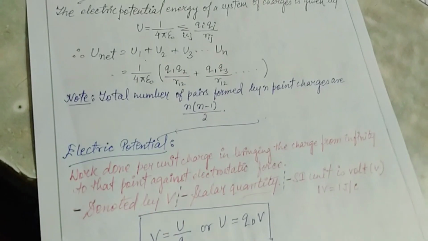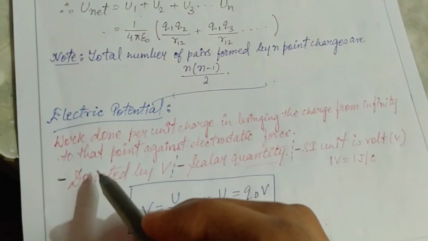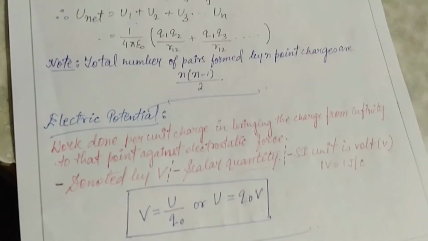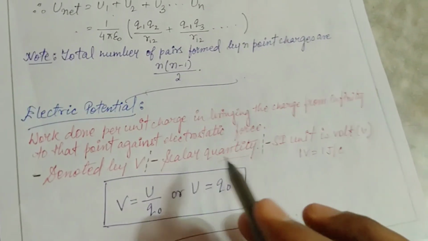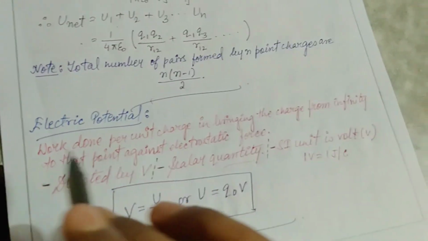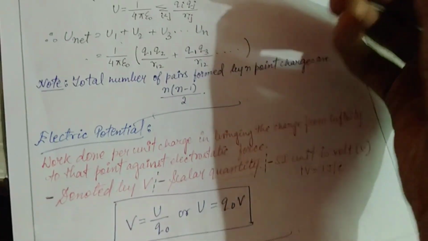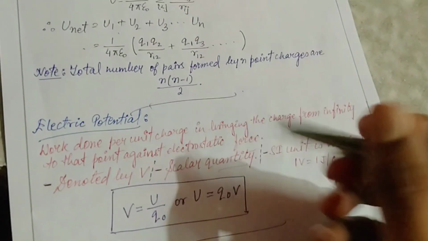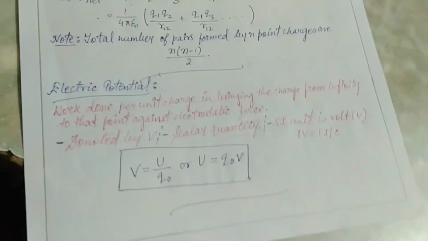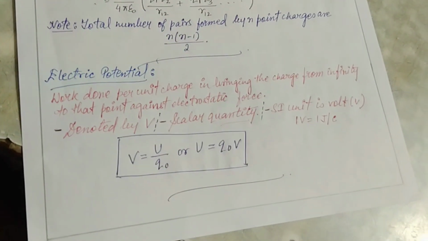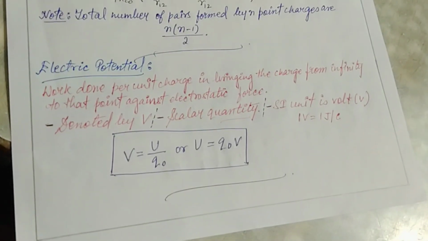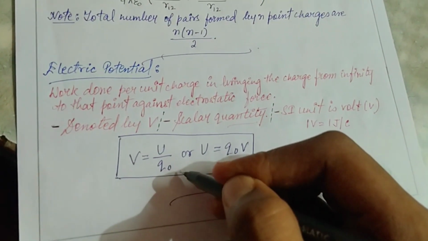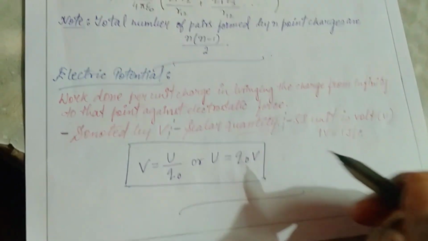Now comes electric potential. Electric potential is the work done per unit charge in bringing the charge from infinity to that point against the electrostatic force, which means Fe. It is denoted by V, and it is a scalar quantity, and its SI unit is volt. V is equal to U by q naught, U is equal to q naught V.